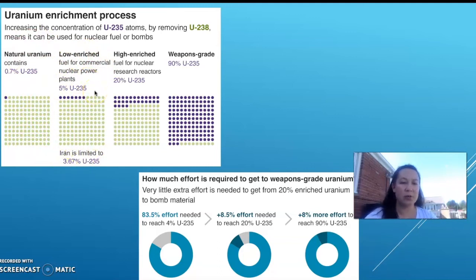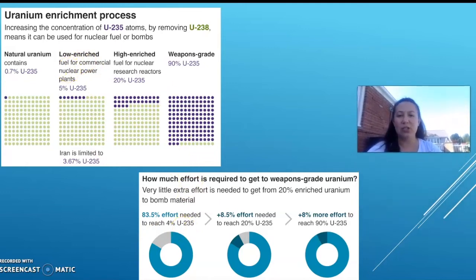They mentioned the Oklo reaction was at about 3% concentrated U-235. Iran, because of the Iran nuclear deal, is limited to concentrating their uranium to 3.67%. One of the reasons people are concerned about letting other countries use low enriched fuel is that it doesn't take a huge amount of effort to go from your 4% uranium to 20% uranium. And it doesn't take a huge amount more effort to go from 4% U-235 to 90%, and 90% would be weapons grade.